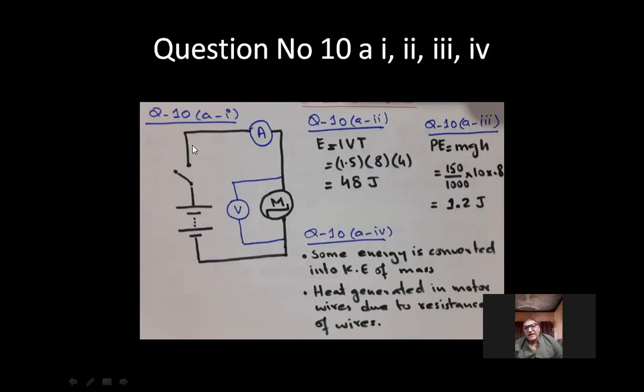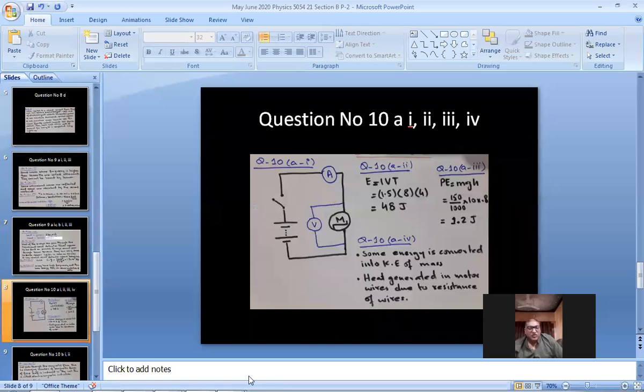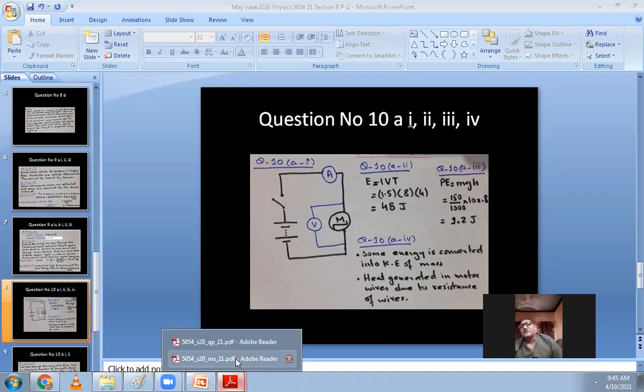So you can see here that is the first part, and here we have connected an ammeter. The ammeter is connected in series, and here I have connected a voltmeter, and the voltmeter is connected in parallel to the motor. So let's move to the next part.